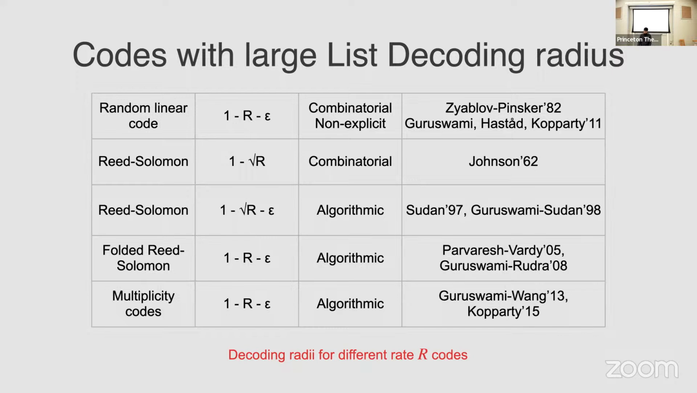But until now, when I say list decoding radius, what I mean is that the list size should be polynomial in n, should be better than exponential. That's pretty much it.